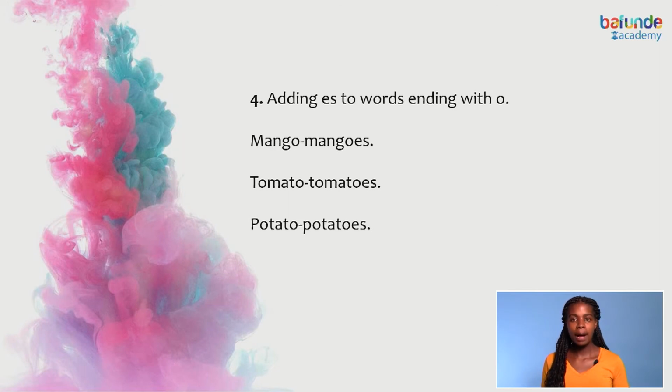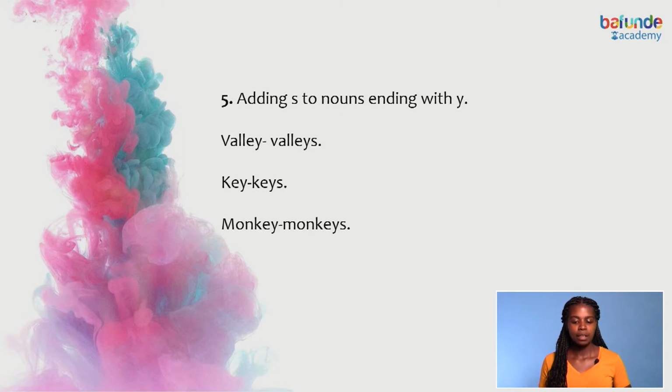You can also form a plural of a noun by adding ES to words that are ending with the vowel O. This time round, it's a single vowel O, and you can have mango, mangoes, or is it mango, mangoes? No, it's mango, mangoes. Tomato, tomatoes. Potato, potatoes. So just adding an ES. So far, so good. I hope so. You can also add S to nouns that are ending with the sound Y or letter Y. Valley, valleys. Key, keys. Monkey, monkeys.